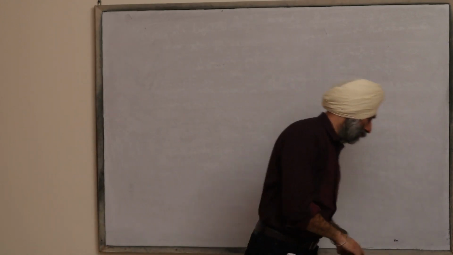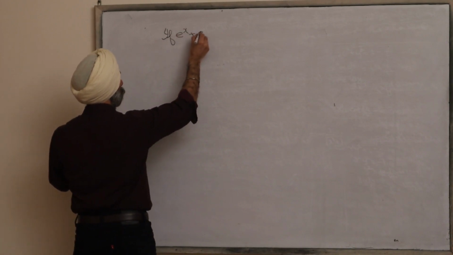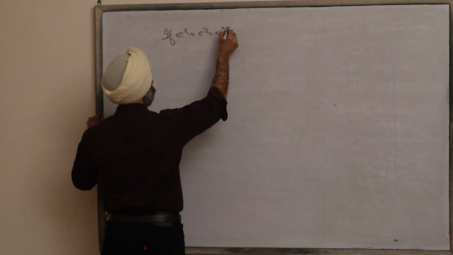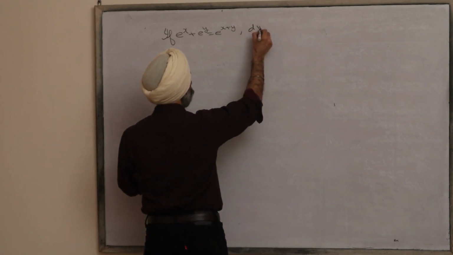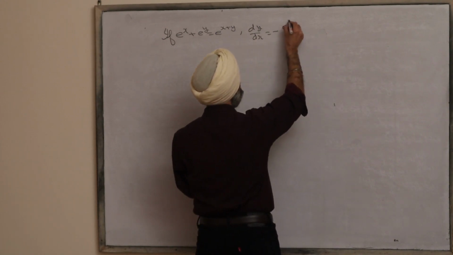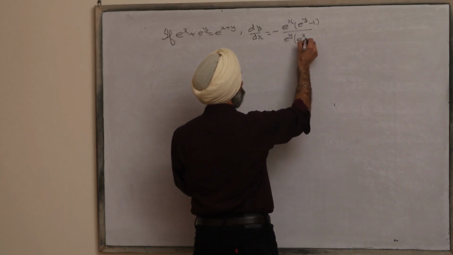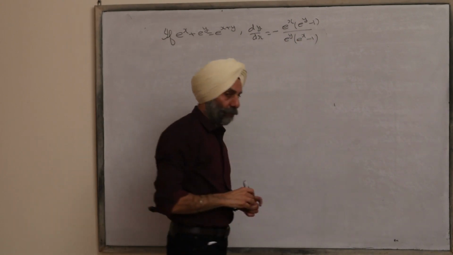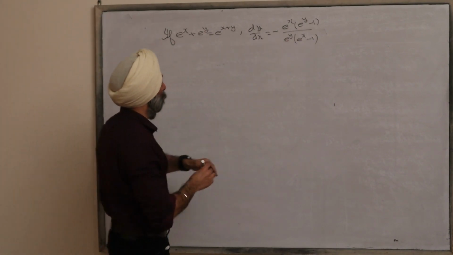Now next is, if e raised to x plus e raised to y is equal to e raised to x plus y, then show that dy over dx is equal to minus e raised to x into (e raised to y minus 1) over e raised to y into (e raised to x minus 1) here. Now again you can see what we have to prove here is in the implicit form.